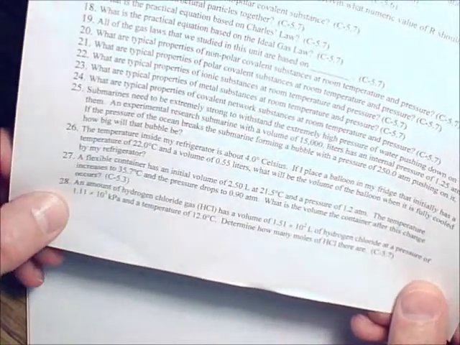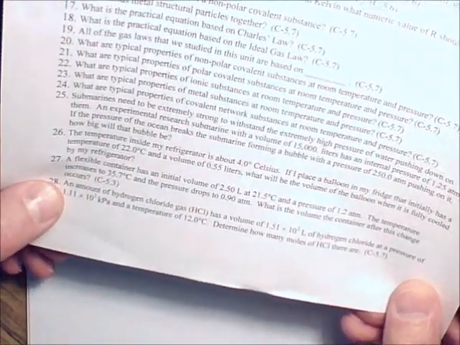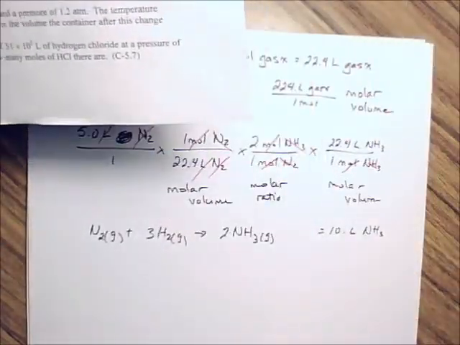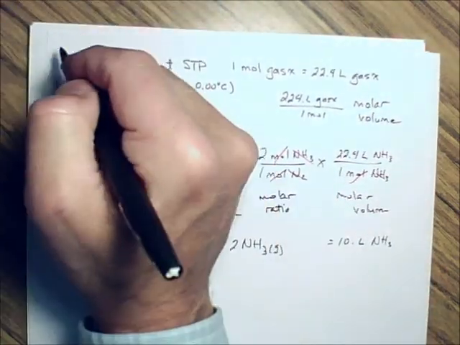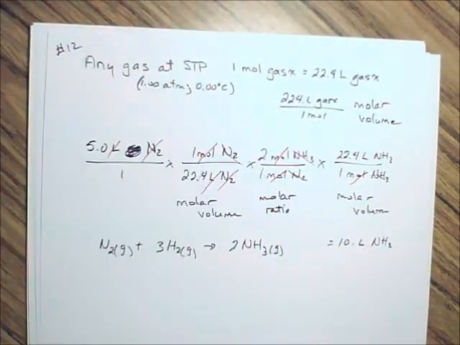Say what now? I don't know. Let's do that math and find out. So this was number 12. Let's see. All right. Let's do number 27 then.